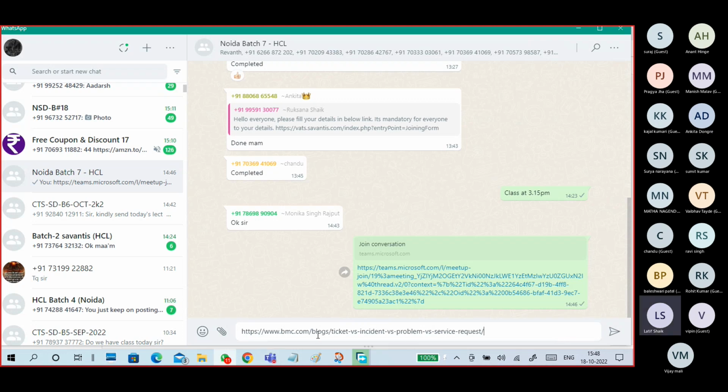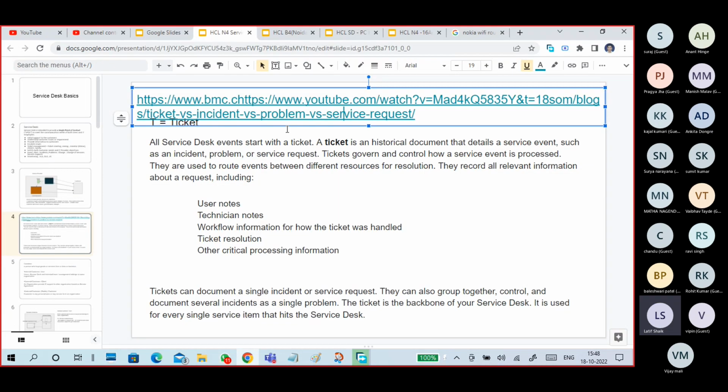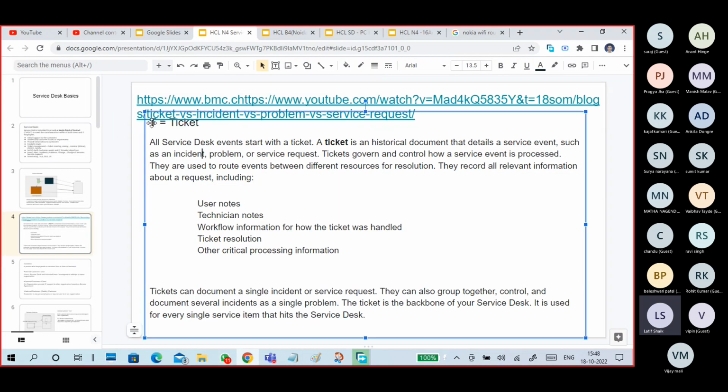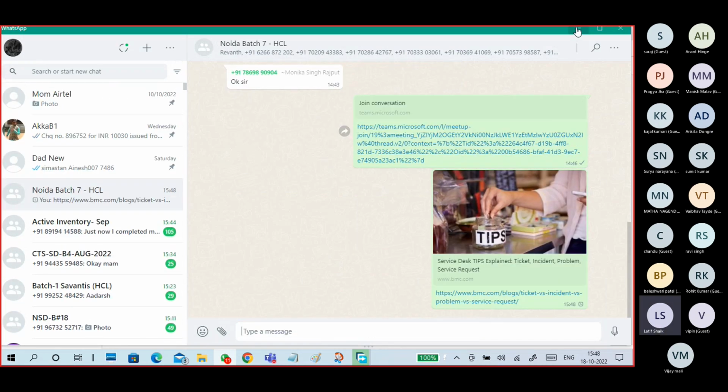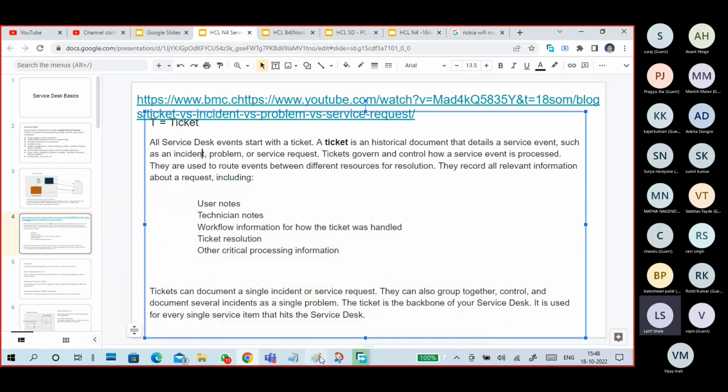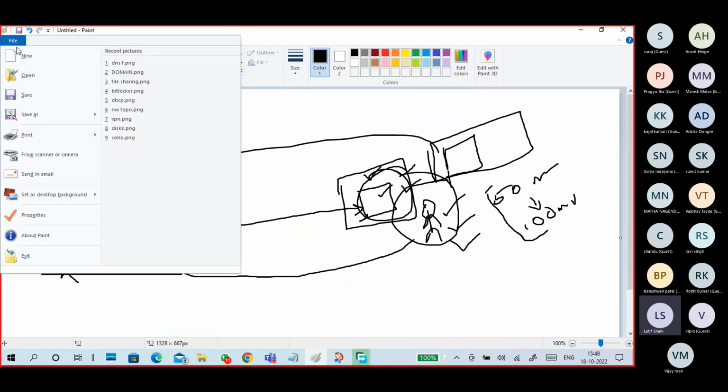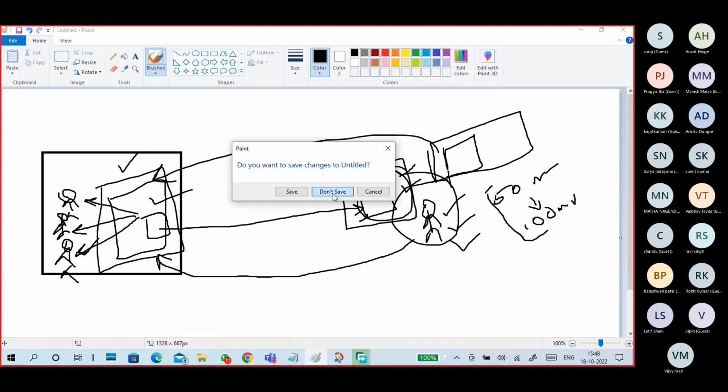Okay, this one is given by BMC only, but I have taken only one part. In this part, we can get a lot of things: ticket, incident, problem, service request. Guys, never think service desk is a very small profile, or wonder why we should learn the service desk.